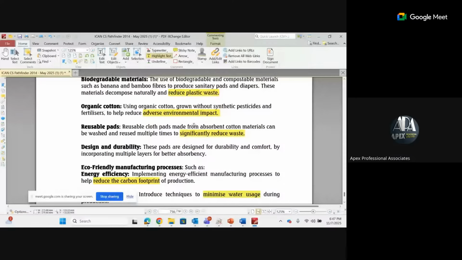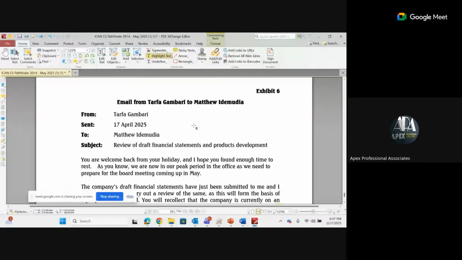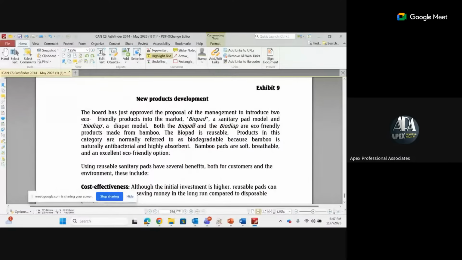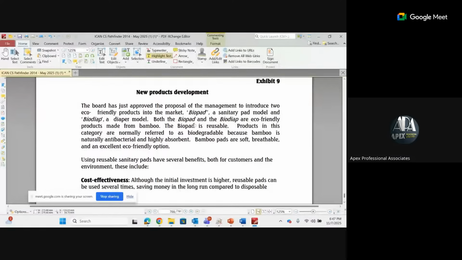But let's read our Exhibit 9. That is where we left from. Exhibit 9, new products development. The board has just approved the proposal of the management to introduce 2 eco-friendly products into the market. BioPad, a sanitary pad model, and BioDAP, a diaper model. Both the products are eco-friendly products made from bamboo.